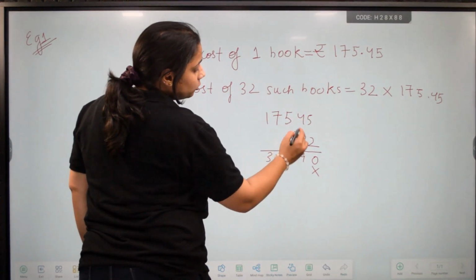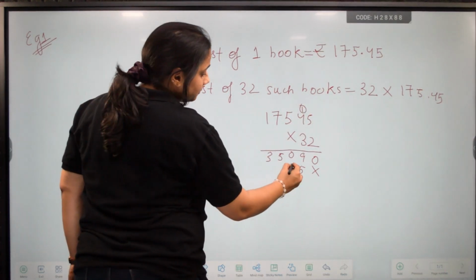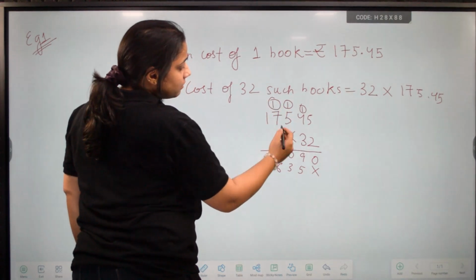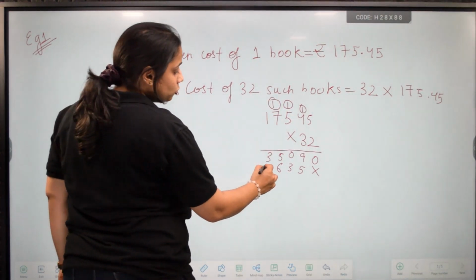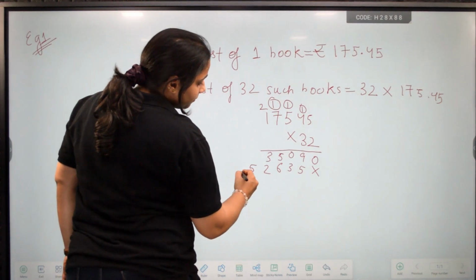Now again, 3 into 5 is 15. 3 into 4 is 12 plus 1, 13. 3 into 5 is 15 plus 1, 16. 3 into 7 is 21 plus 1, 22. 3 into 1 is 3 plus 2, 5.